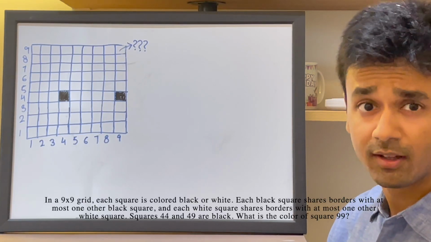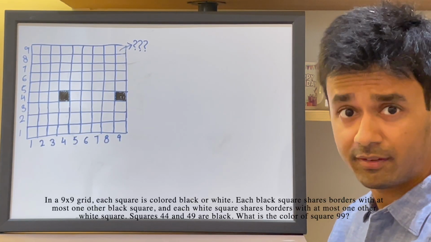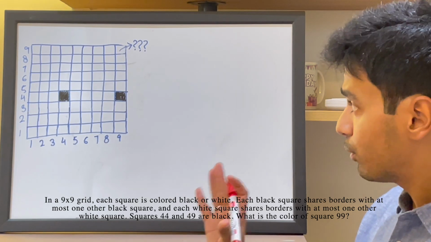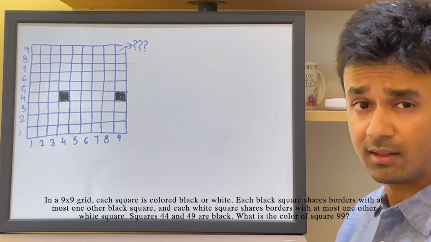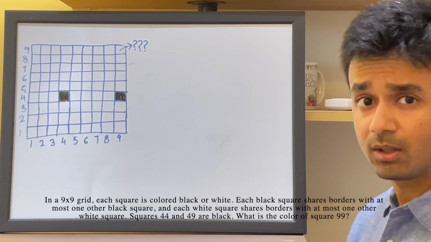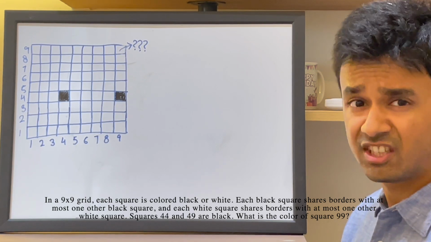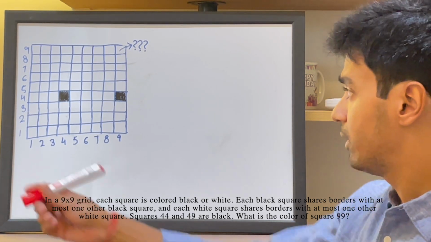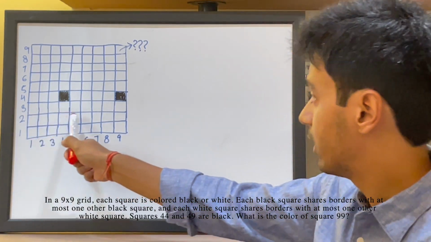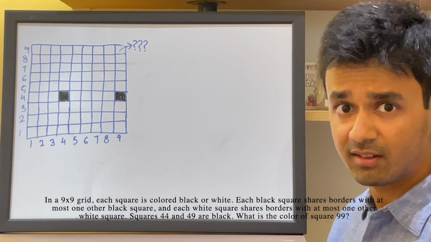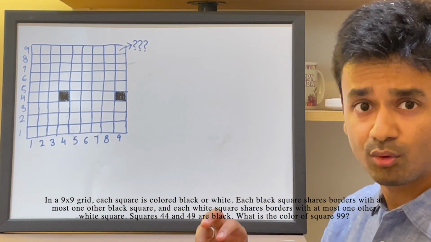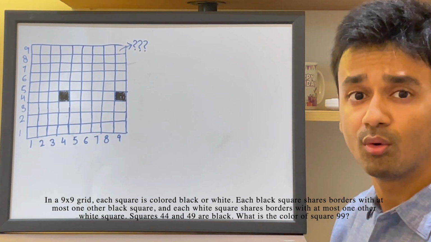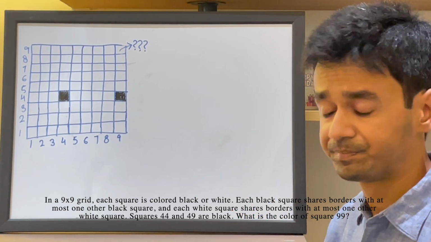So here goes the solution. Now the first thing to realize is that one of the potential ways to fill this up is if all the squares were filled up with alternating colors, like a chessboard or a checkerboard. So that means black, white, black, white, white, black, white, black. Because in such a scenario, every square shares a border with only squares of the opposite color.